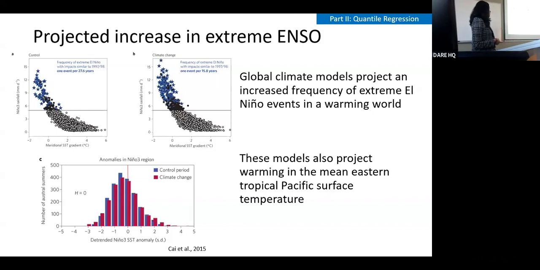People have also looked at the distribution of temperatures in that Niño 3 box that we were using as an index before, and they've seen that there's a general shift towards warmer temperatures. The control period is here in blue, and the red is the climate change period. You can see most of these bars are to the right.